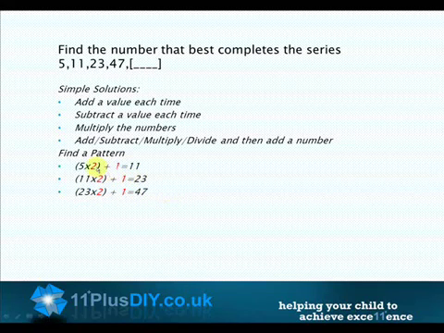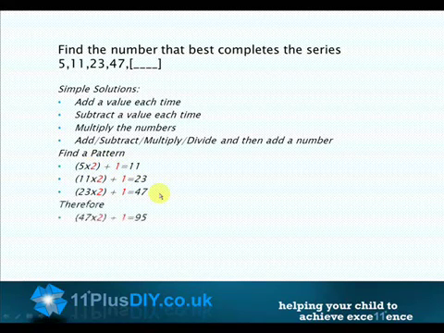And the pattern we've had is for each number we've been multiplying by 2, or doubling, and adding 1. In some other examples we could have said 5 times another number plus another number. We have used 2 and 1. Therefore, our answer is 95. 47 times 2 plus 1 equals 95.